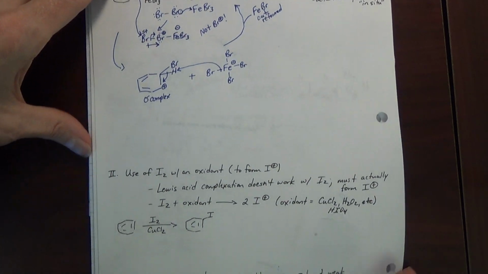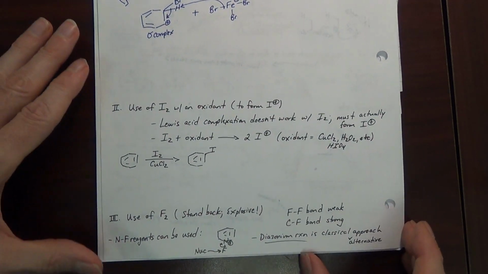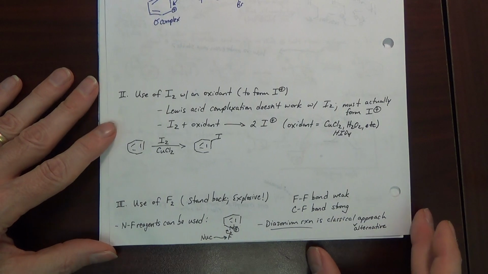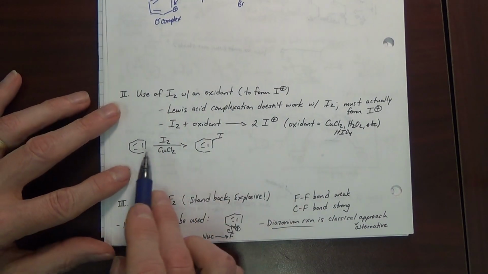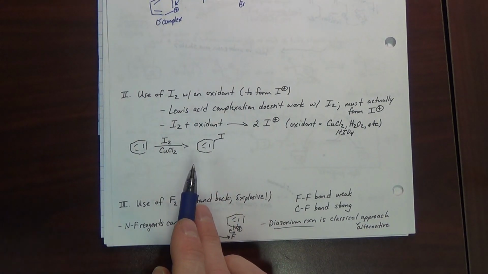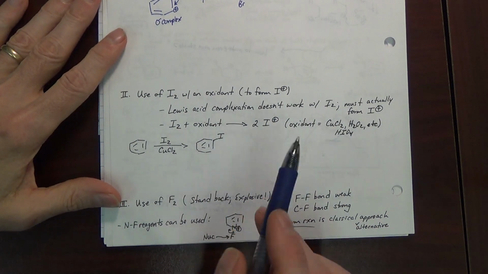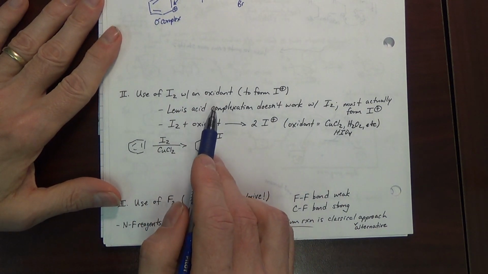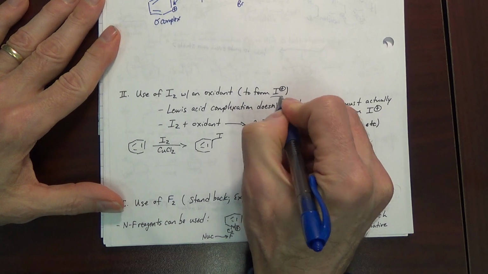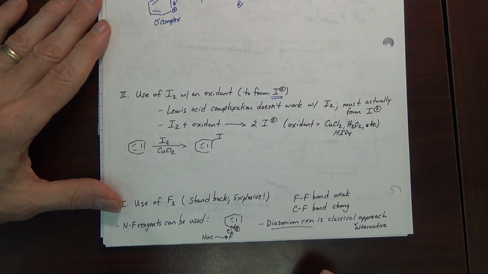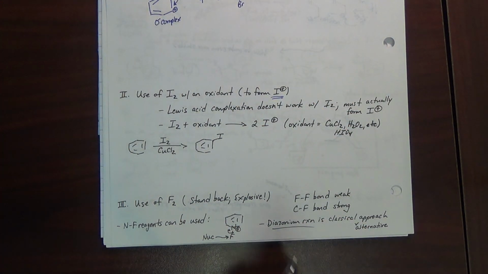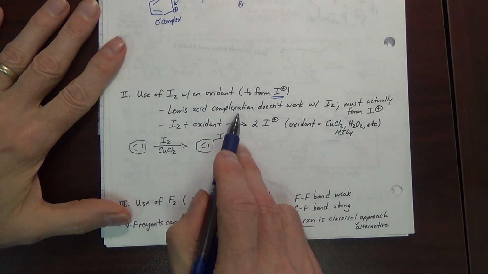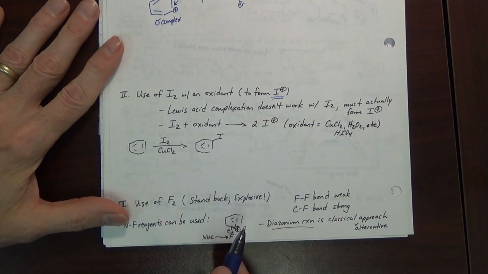Either chlorine or bromine, they both work there with your Lewis acids. What about other halogens? If you try to iodinate a ring, you can do that, but you need to have an oxidant. You actually need to form I+. Lewis acid complexation doesn't work with iodine.